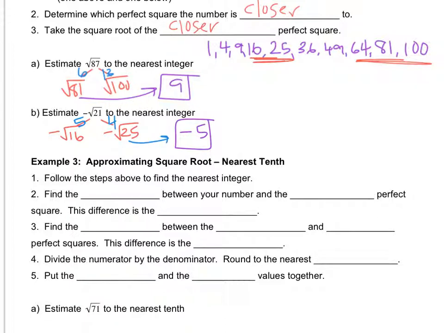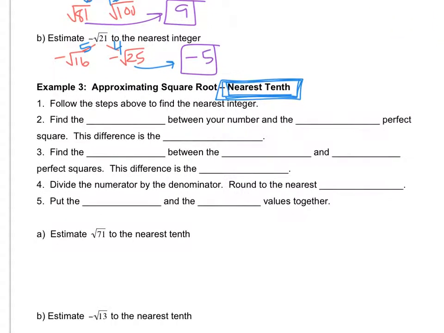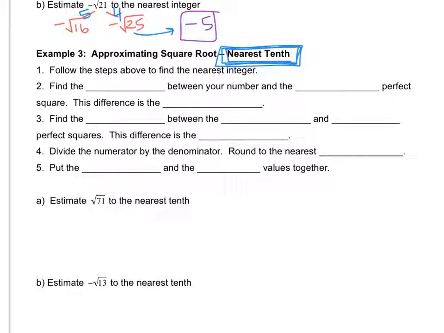All right, we have a couple more steps. This one's a little different. We're now rounding to the nearest tenth. So maybe the integer is not precise enough. Maybe we need to get a little more accurate and round to the nearest tenth. And again, this is back in the times before calculator. So hopefully you appreciate your calculator a little more.